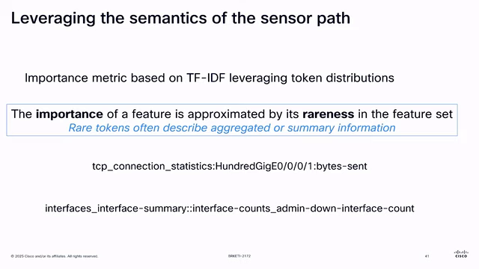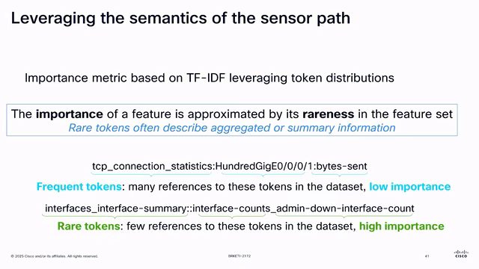We're applying the TF-IDF idea to the names of time series or counter series. So if you have something like TCP connection statistics, 100 gig E byte sent, boy, you see this thing all the time. That's not really interesting. It's probably low importance. But certain things like interface summary, admin up-down, you rarely see that. So that's more important. So we are again taking rareness as a means to qualify whether a counter is important or not.